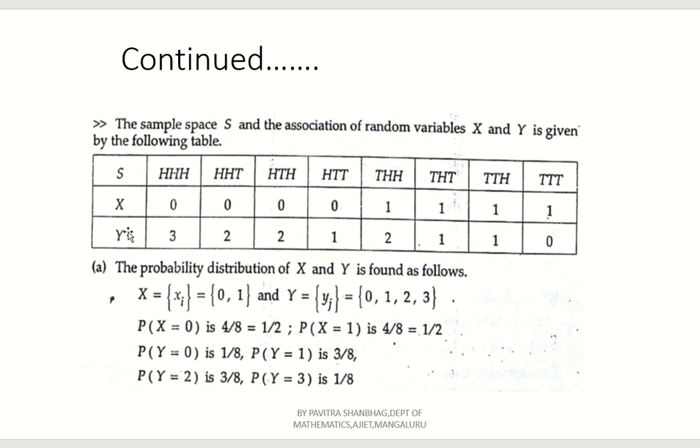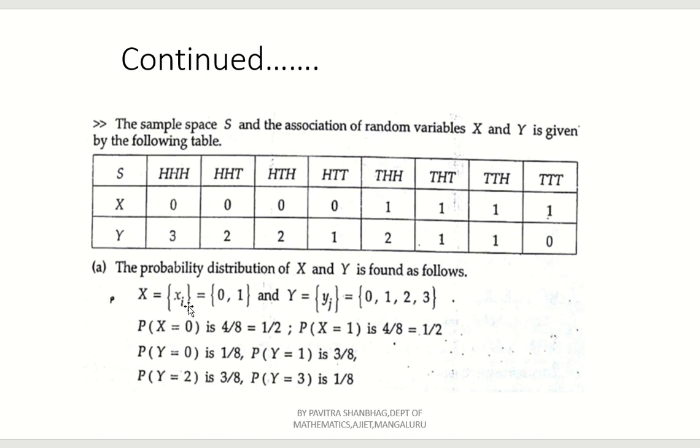But what does y represent? Number of heads. So here how many heads? 1, 2, 3. So how many heads here? 2, here 2, here 1, here 2, here 1, here 1, here no head, that's why 0. So what are the x values totally? X values are 0 and 1 only, right? So the probability distribution of x and y is defined as follows.